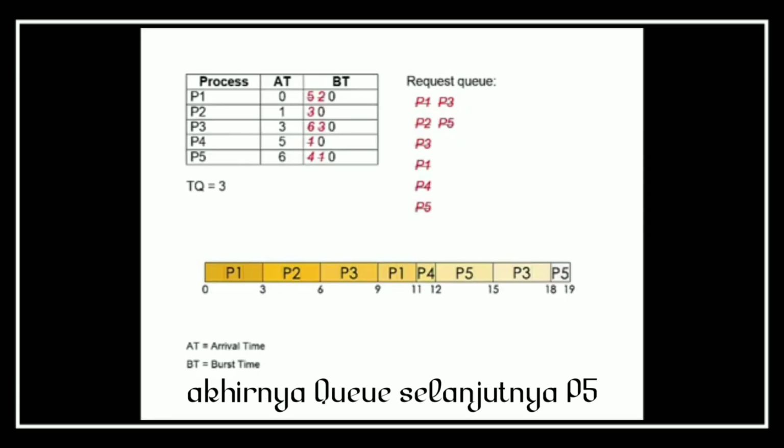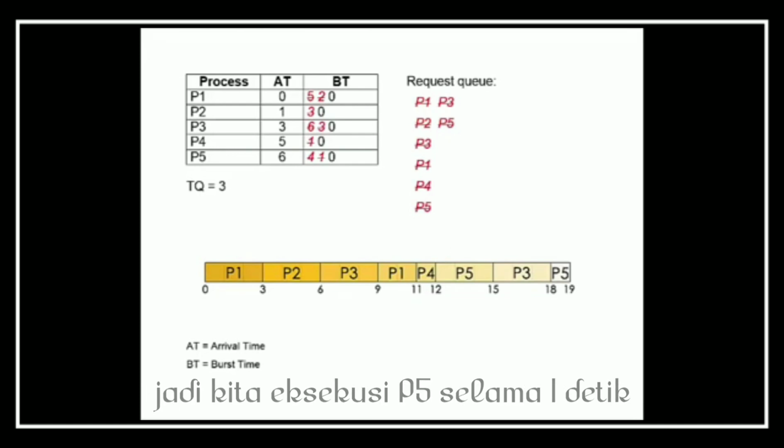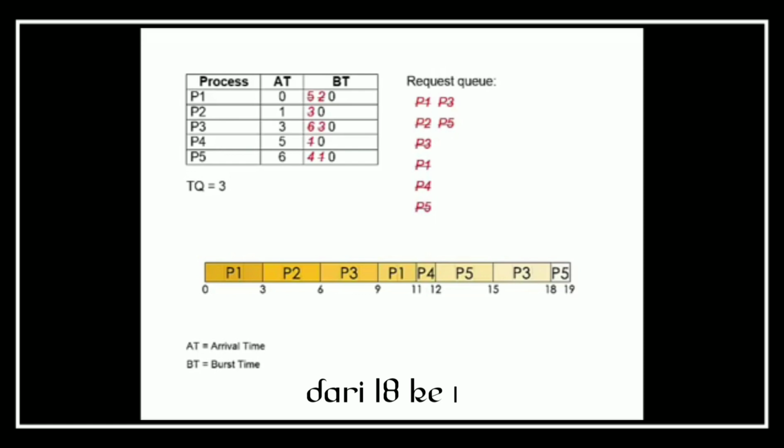Finally, next in queue is P5 with a remaining burst time of 1 second. So we execute P5 for 1 second only, which is from 18 to 19.